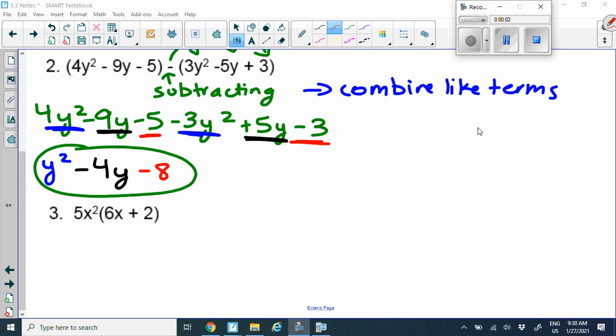Hey guys, so here's part 2 of the 5.3 notes. We're now going to multiply. So let's look at example 3.